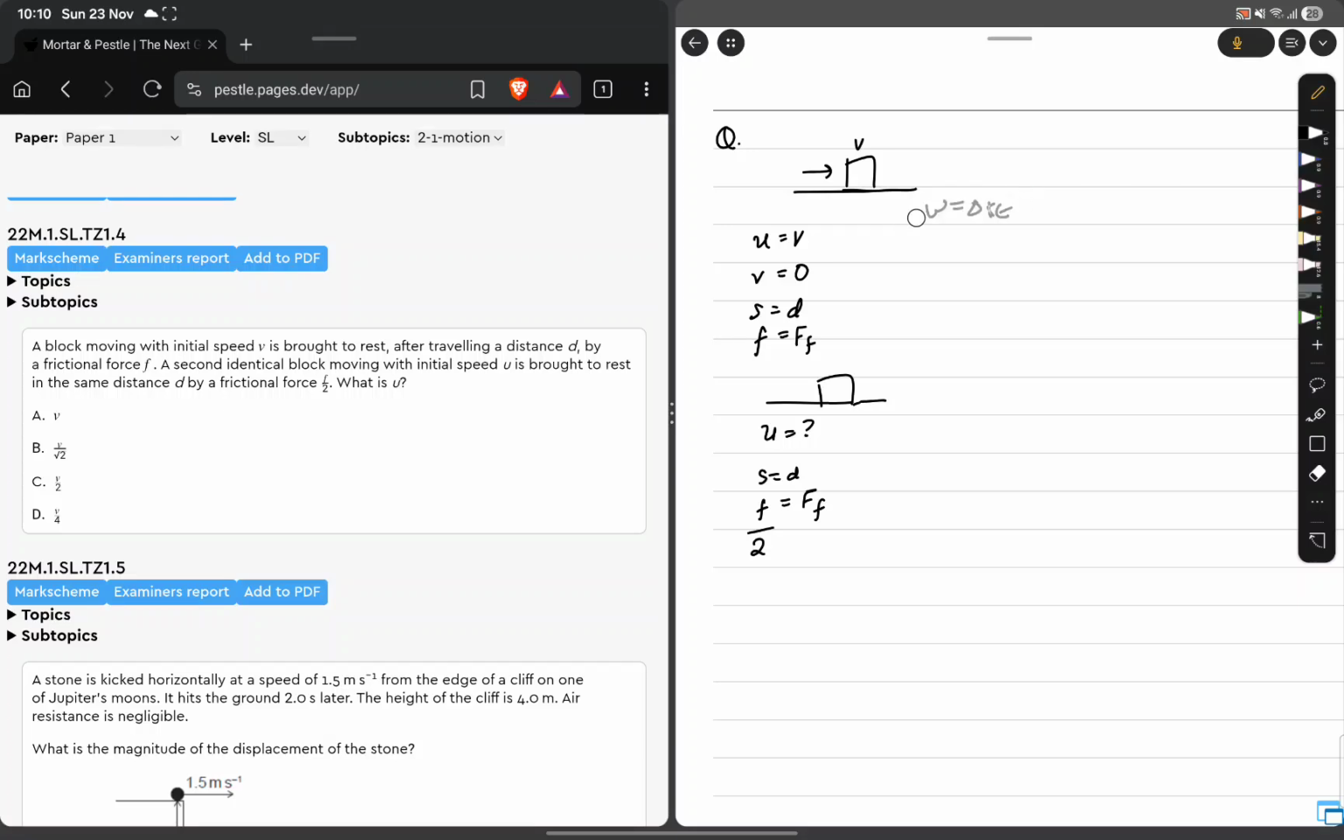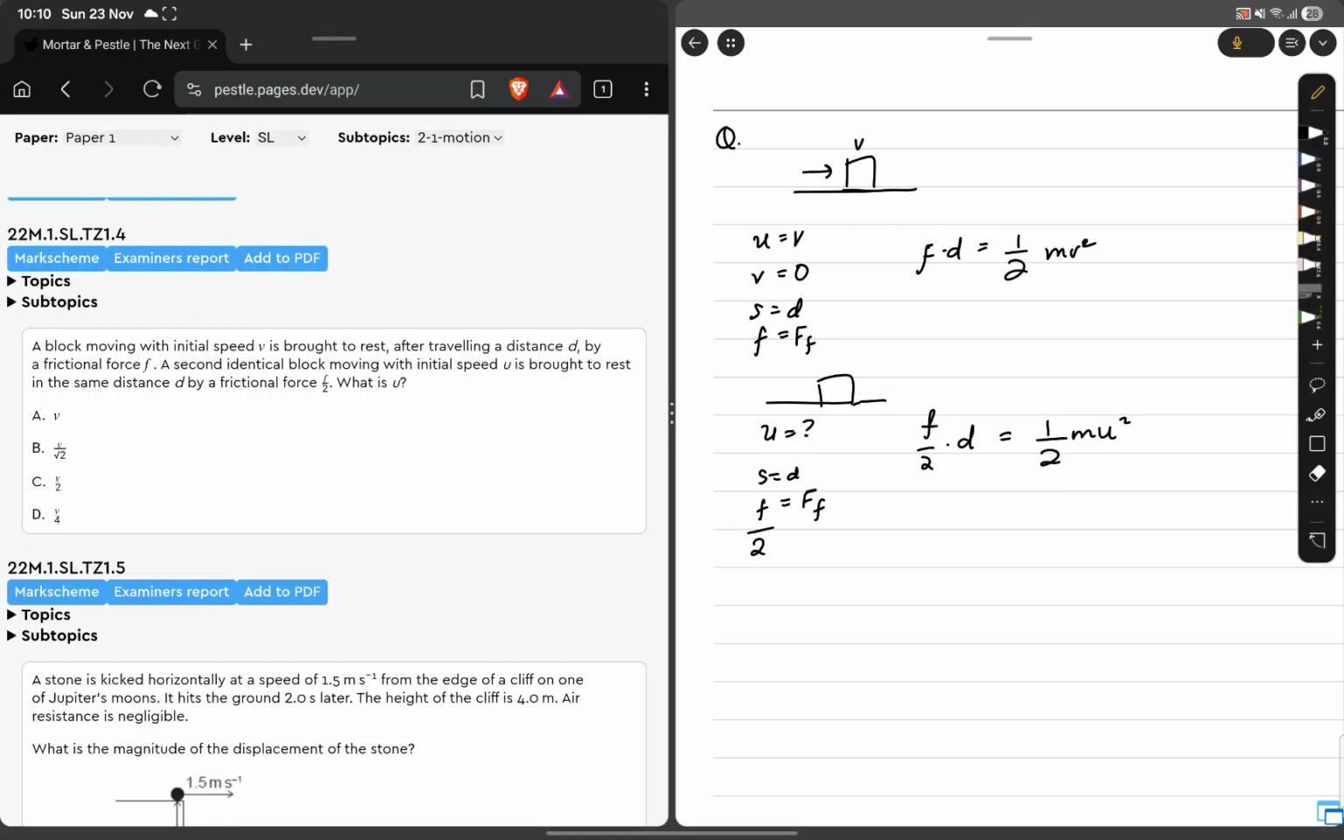So what we're going to do here is multiply to find the work, and then half mv squared, and do the same for the second block, which is F over 2 into d is half mv squared. Okay, so how do we isolate u? Well, oh, so it's u here, not v. How do we isolate u?